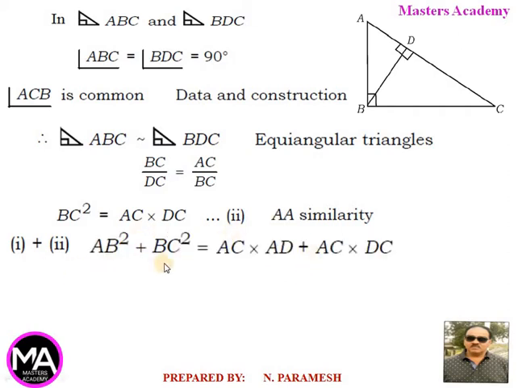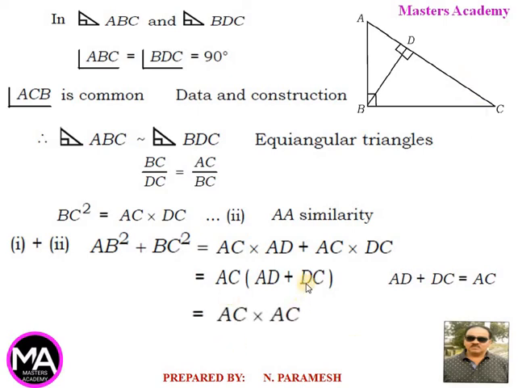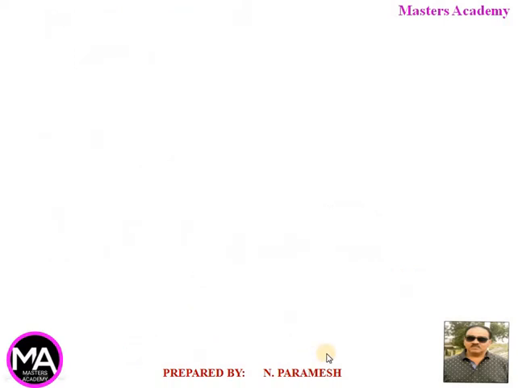AB square plus BC square is equal to AC into AD plus AC into DC, which is equal to, by taking AC as common, AC into AD plus DC. But we know that with the help of the figure, AD plus DC is equal to AC. AC into AC is equal to AC square. Therefore AB square plus BC square is equal to AC square.